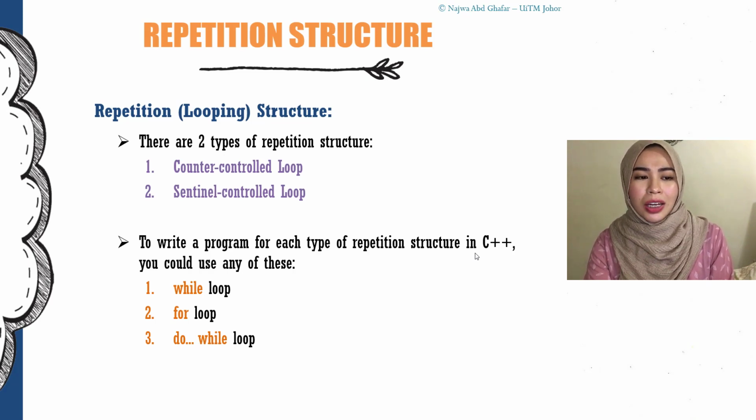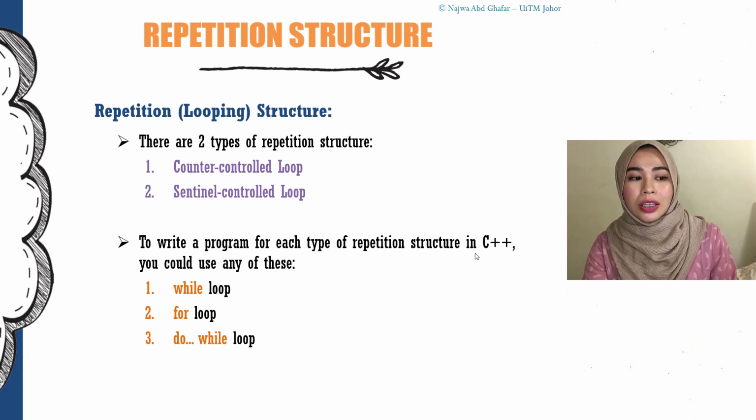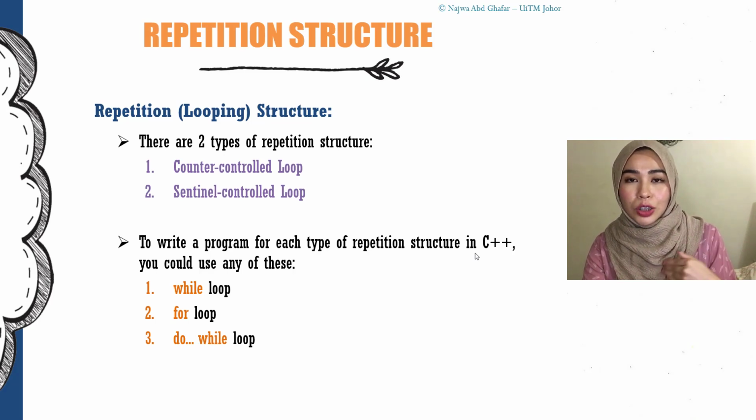For any program in C++, if you want to use a repetition, you can either use while, you can use for, and you can use do while. There's a difference between each one. It's up to you which one you want to do, but in the end, all of them can be used to repeat things.